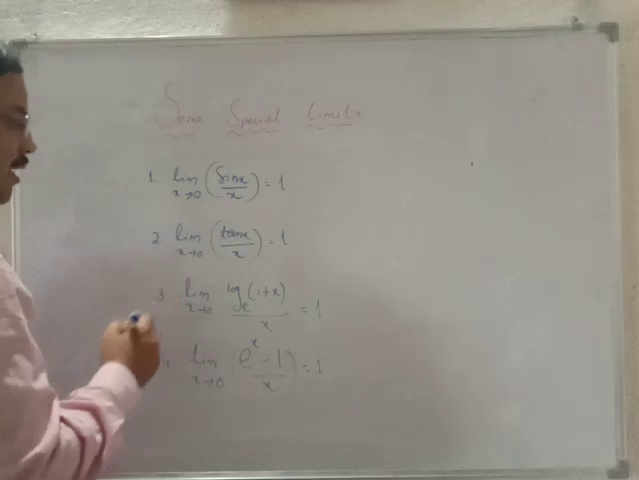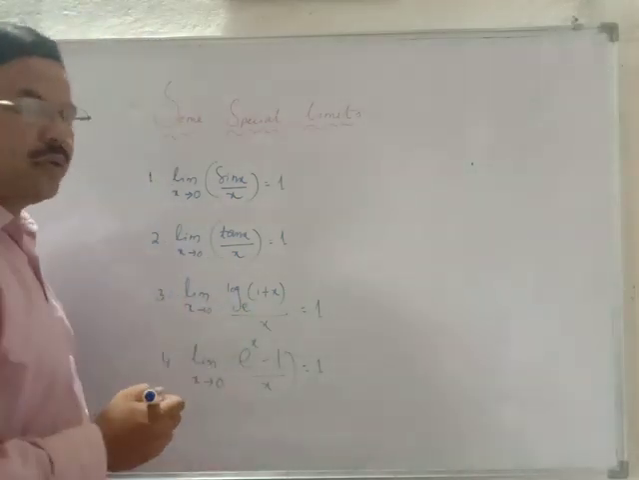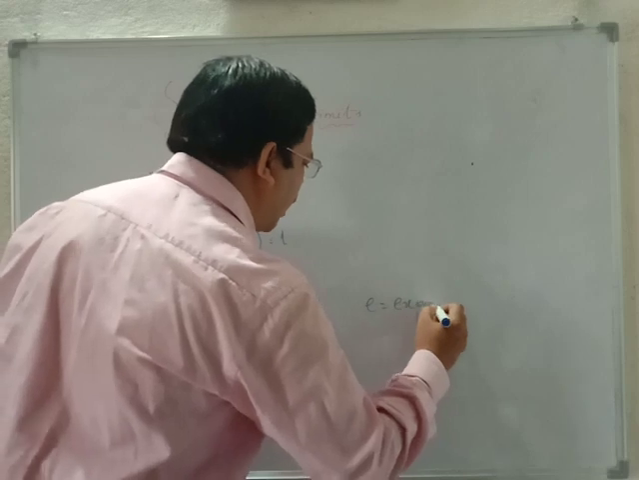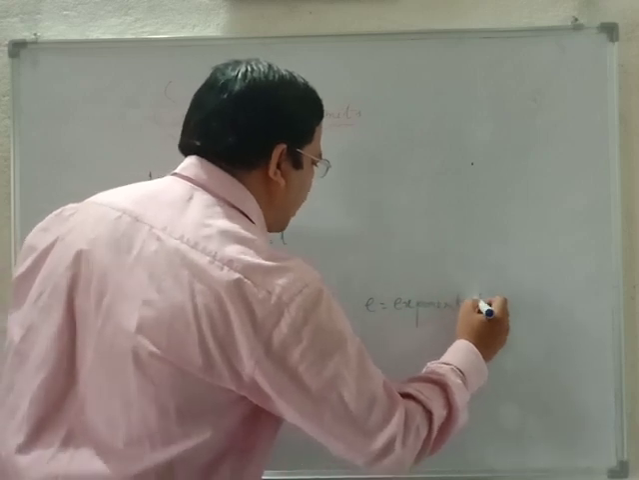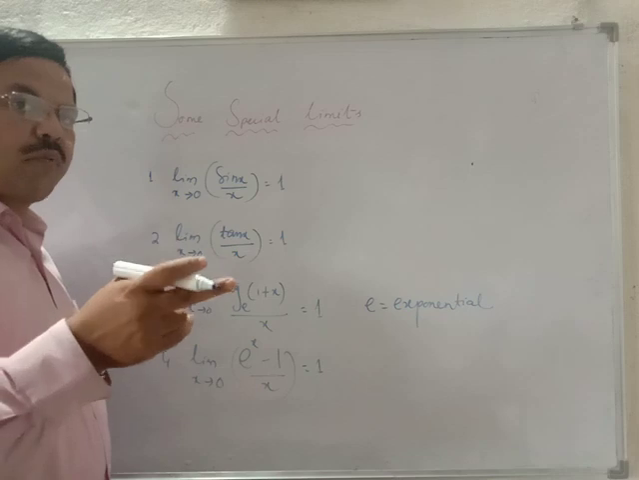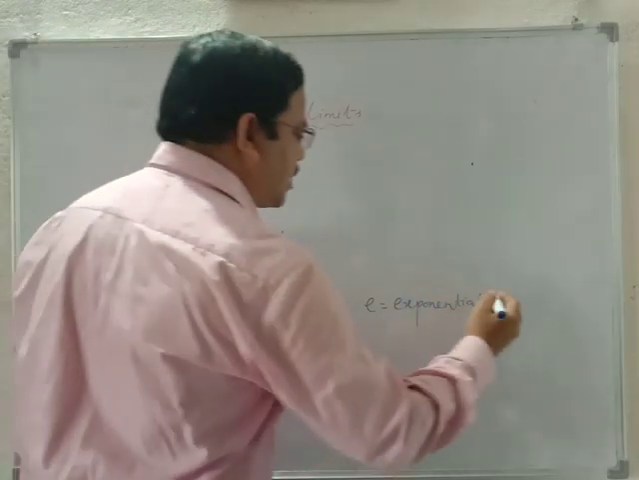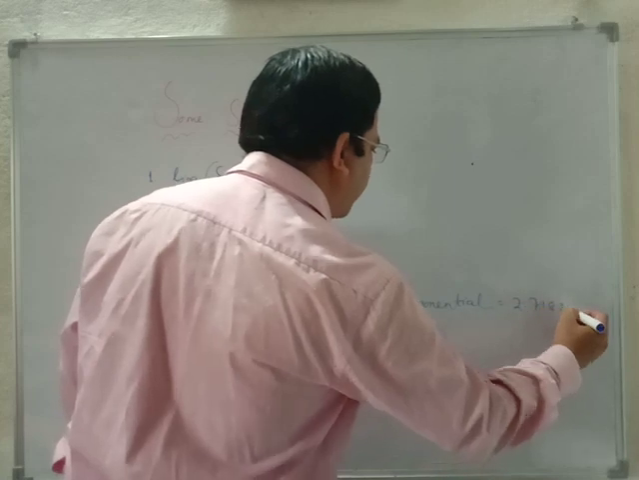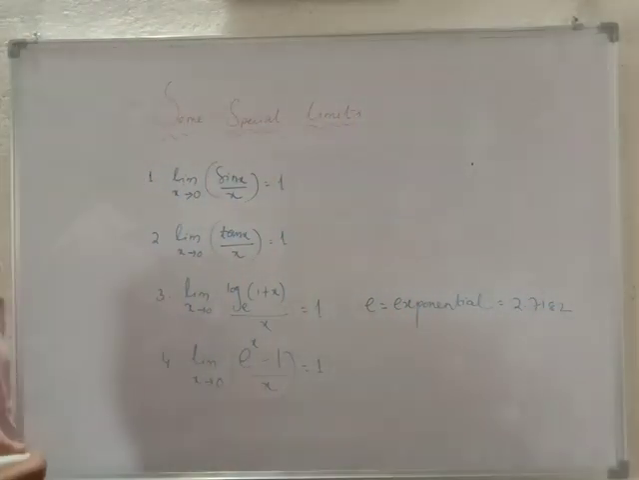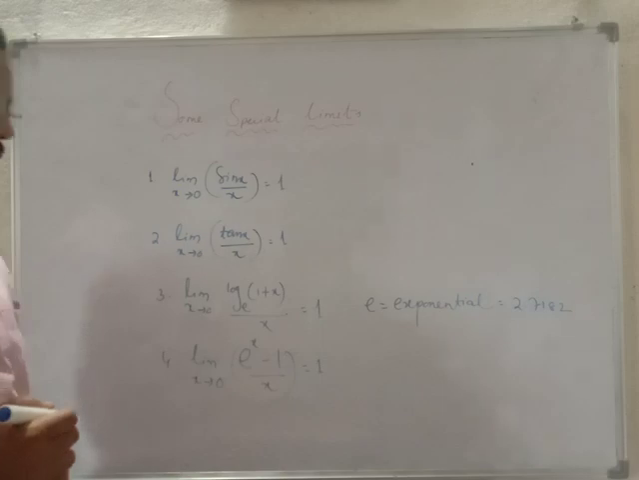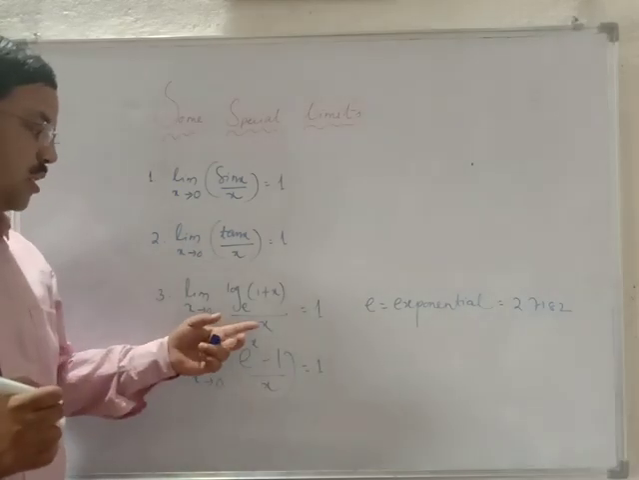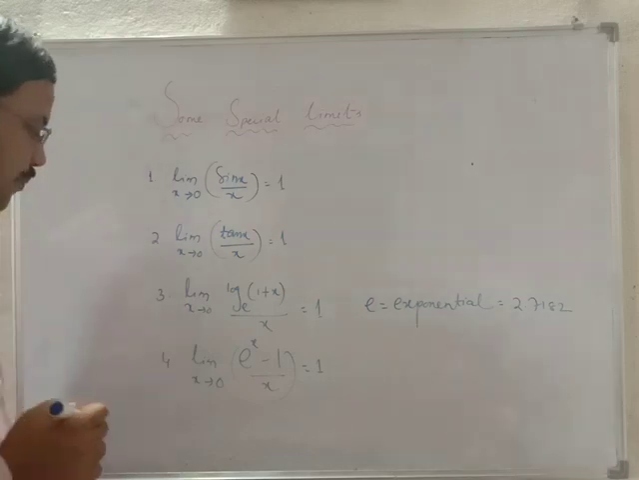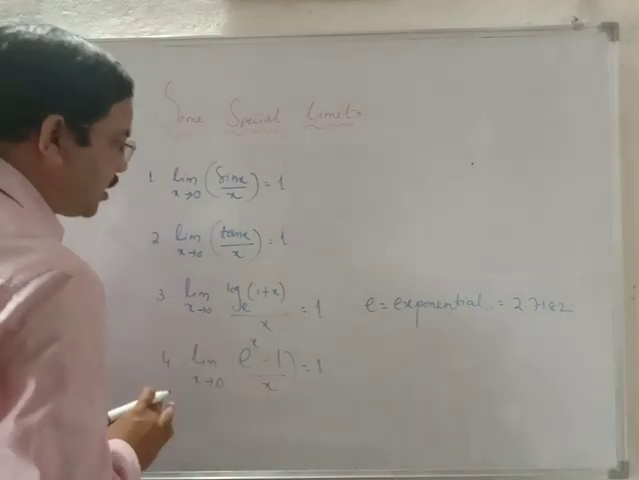What is this e? This e is called exponential. And like your acceleration due to gravity g, it has a constant value, that is 2.7182. So this is your e, a special number in mathematics. This is exponential. Okay, so that was four formulas.